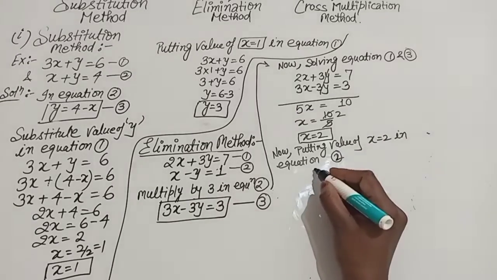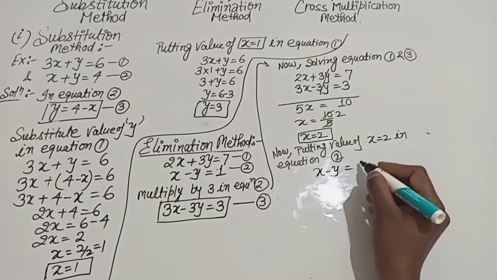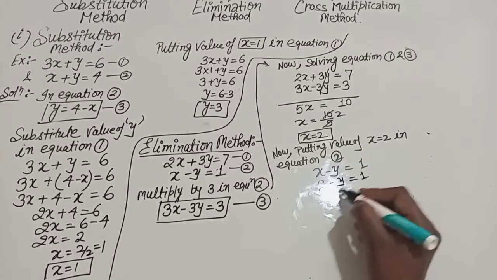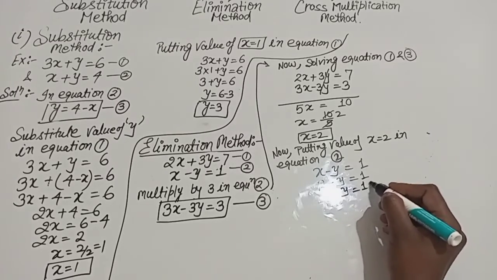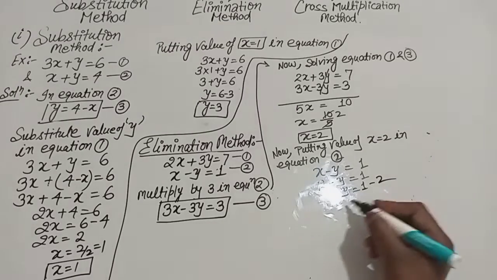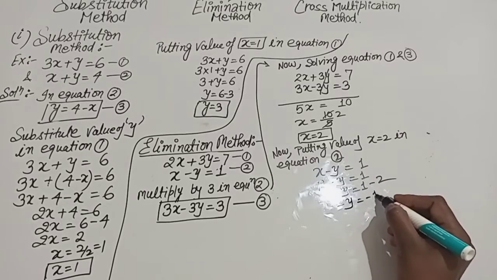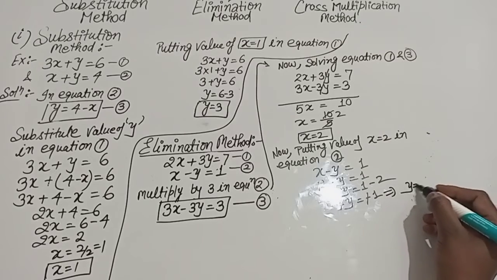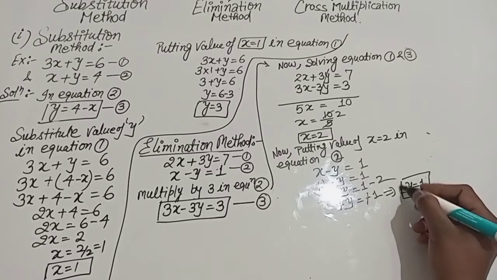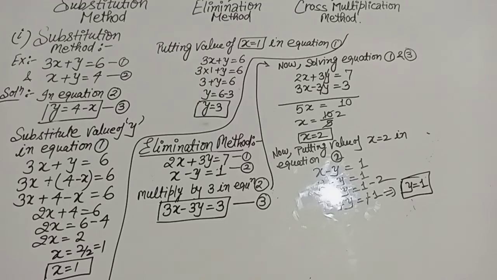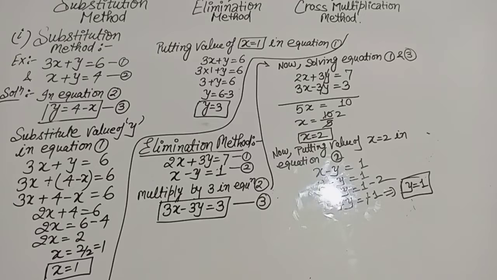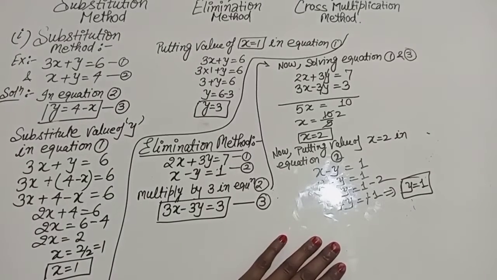So in equation number 2, x minus y is equal to 1, so 2 minus y is equal to 1, so minus y is equal to 1 minus 2. So we got minus y is equal to minus 1, minus minus cancel out, so y is equal to 1. We have got x is equal to 2 and y is equal to 1. This is our elimination method. So this is our substitution method and this is our elimination method.